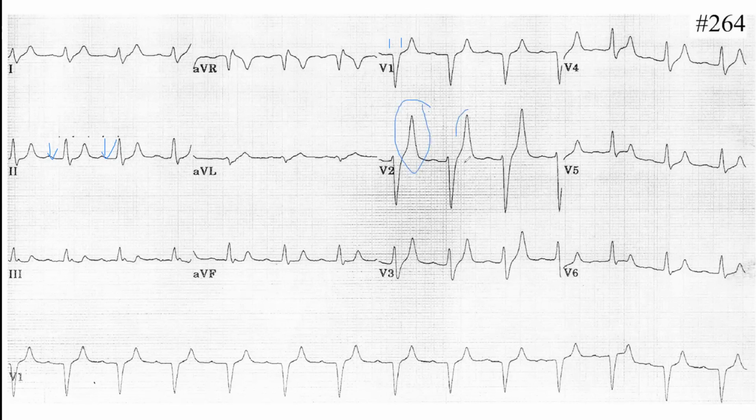And really high, tall, peaked T wave, really wide QRS. So this is hyperkalemia. Exactly, this is why you have diagnosed hyperkalemia. Sometimes the hyperkalemia can be so severe that there is no P wave at all, and the QRS and T wave look the same.